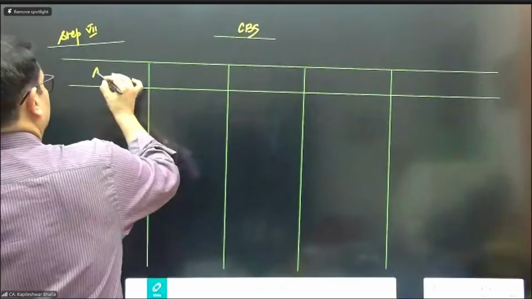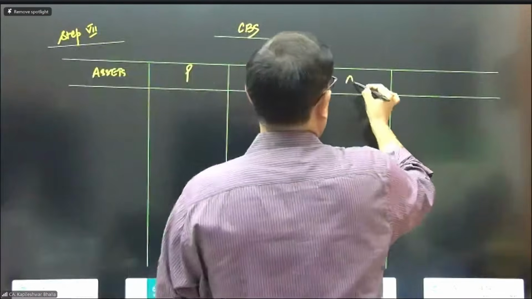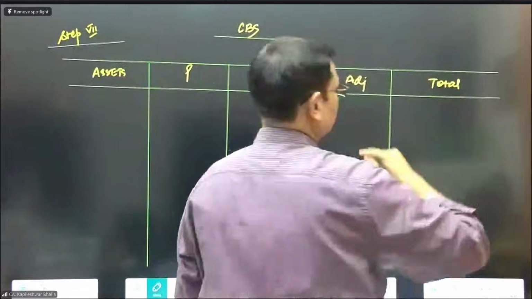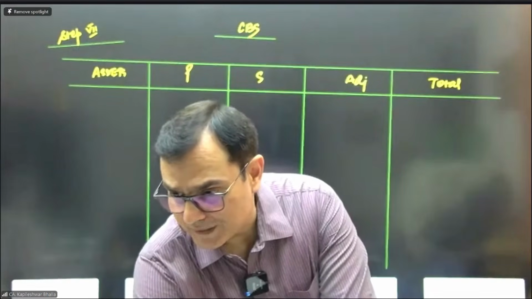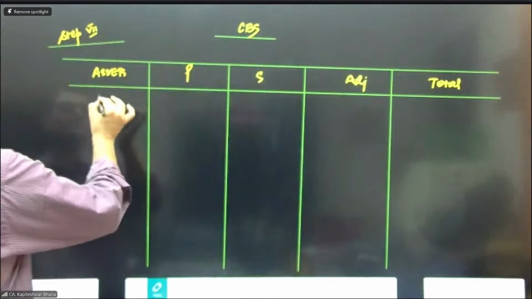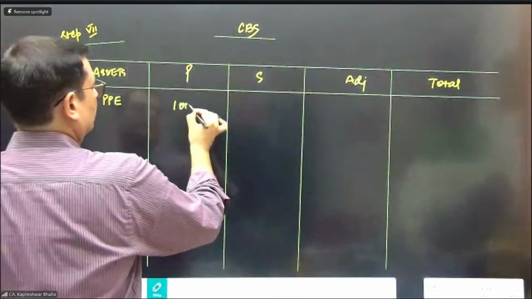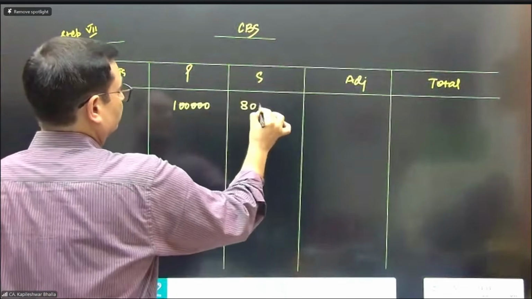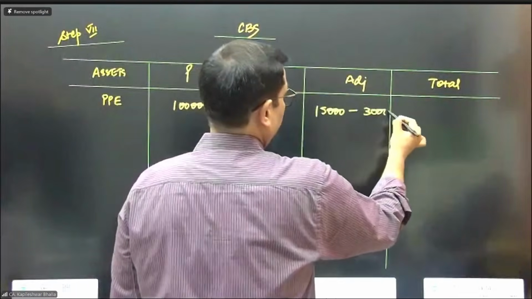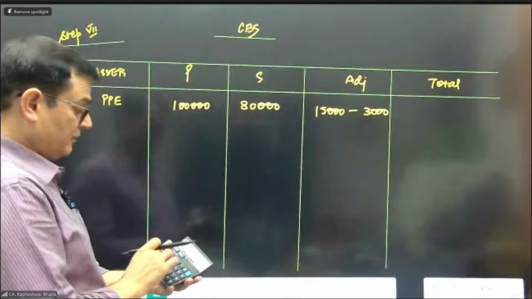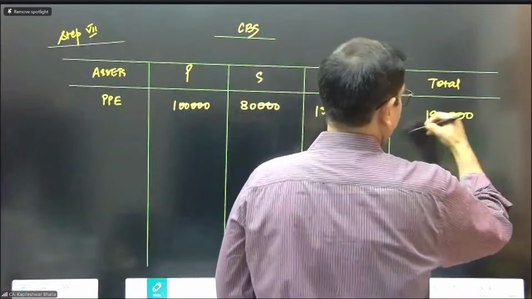So let's begin with the asset side of the balance sheet. This is the parent, subsidiary, adjustments, and the total. So let's now take the data from the balance sheet and pick this line to line. First, on the asset side of the balance sheet, there is PPE, which is 1 lakh for the parent and 80,000 for the subsidiary. And there was a fair value adjustment of 15,000. There was an additional depreciation of 3. So we need to take care of that. So this is 180 plus 15 minus 3, 192.